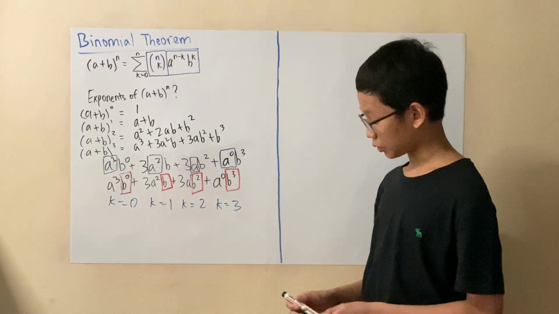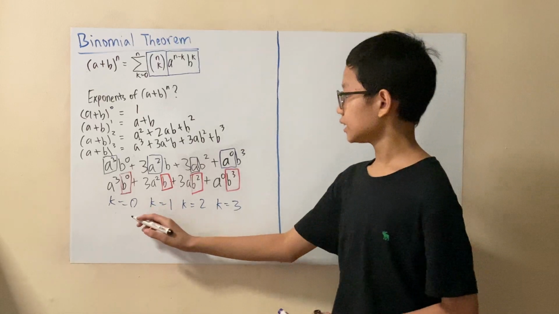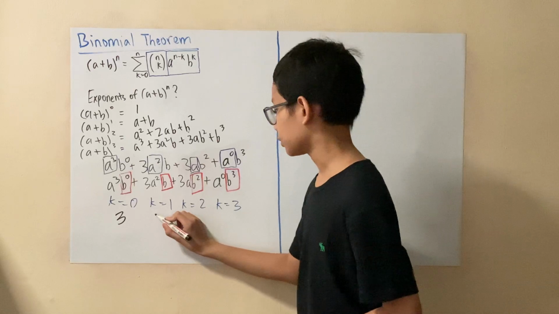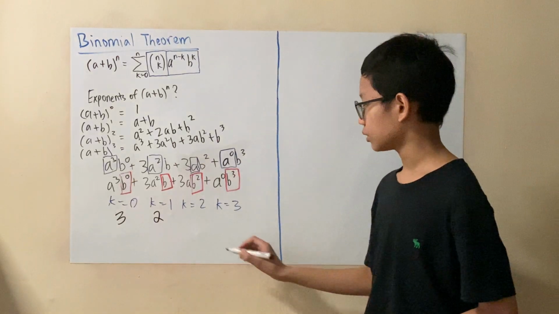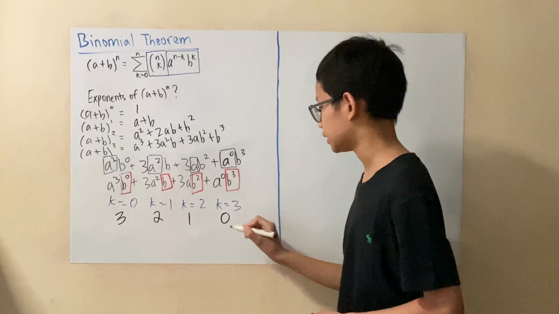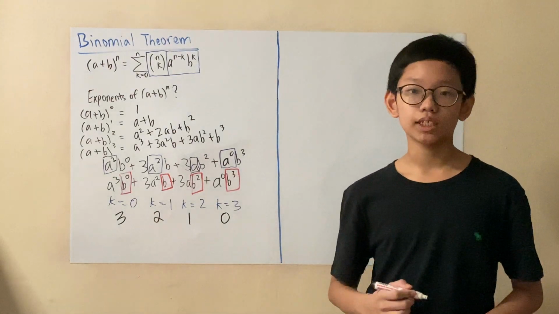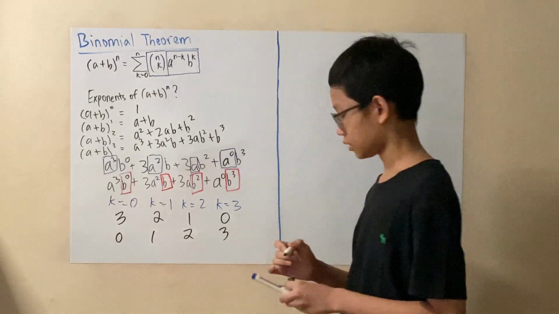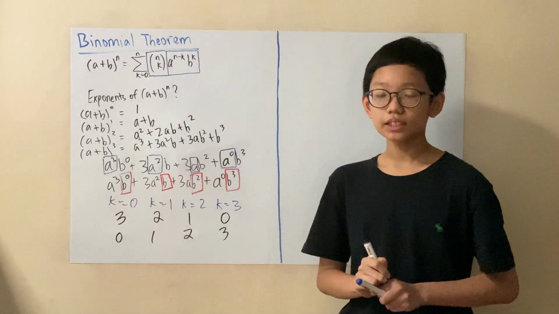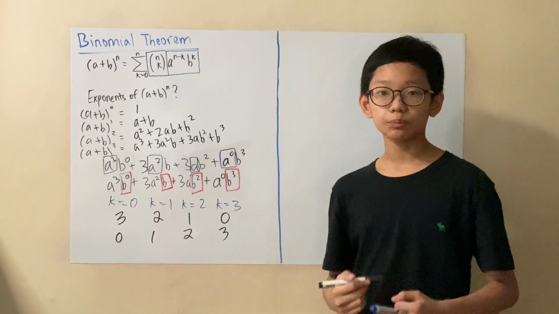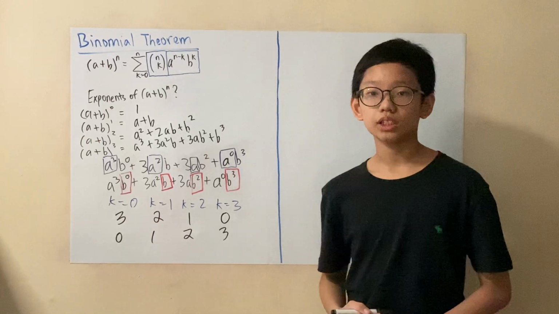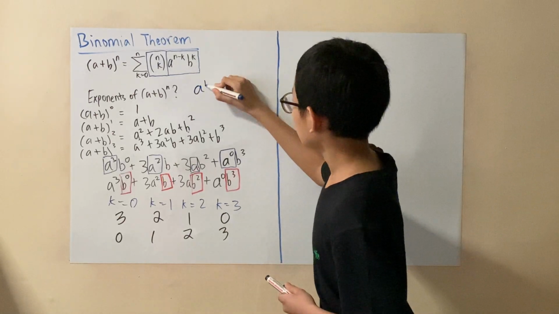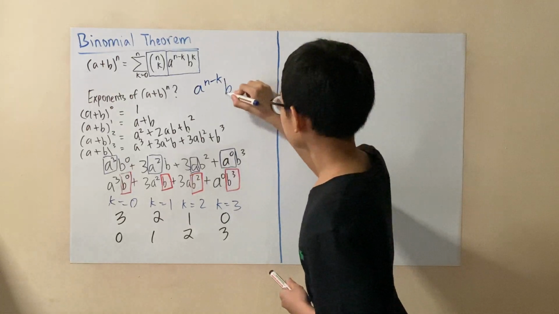Firstly, let's look at the exponents of a. When k is equal to 0, the exponent of a is 3. When k equals 1, the exponent of a is 2. When k equals 2, it is 1. When k equals 3, it's 0. Now let's also write it down for the exponents of b. From this table, we can make a small expression to find the exponents of (a + b) to the power of n. And that expression is a to the power of n minus k times b to the power of k.